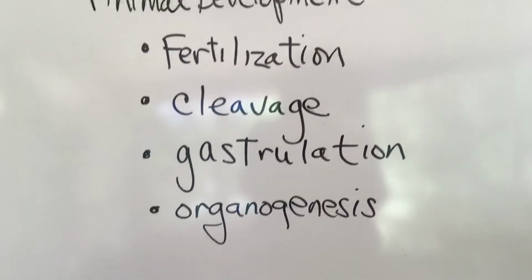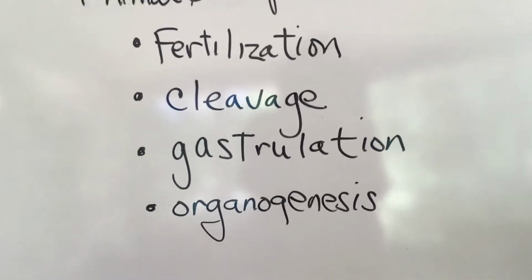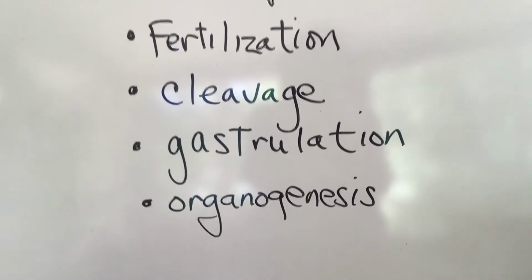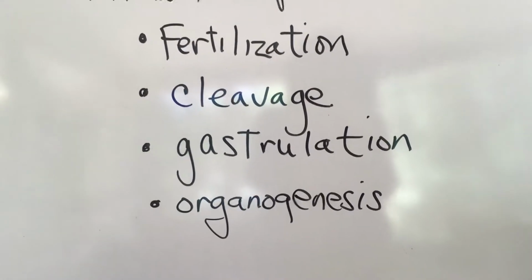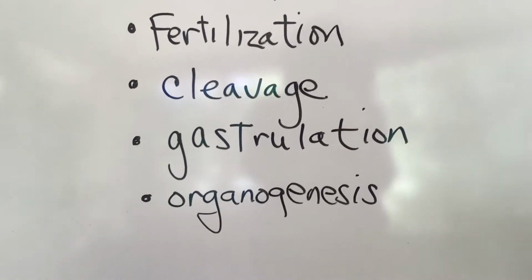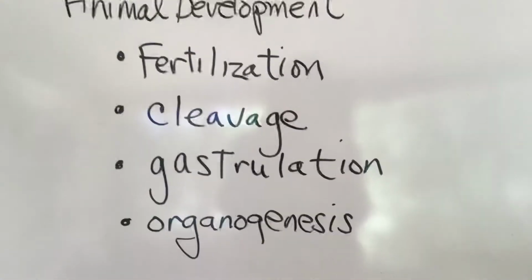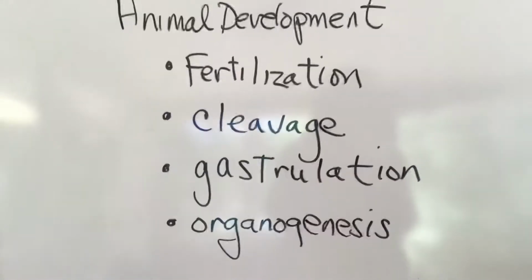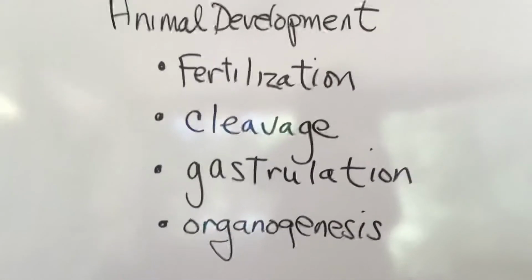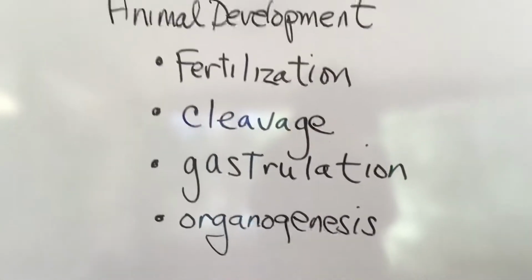So there are four basic points of animal development. There's fertilization, then cleavage, gastrulation, and organogenesis. So we're going to talk a little bit about each of these, but this chapter is very convoluted and there's a lot to know.